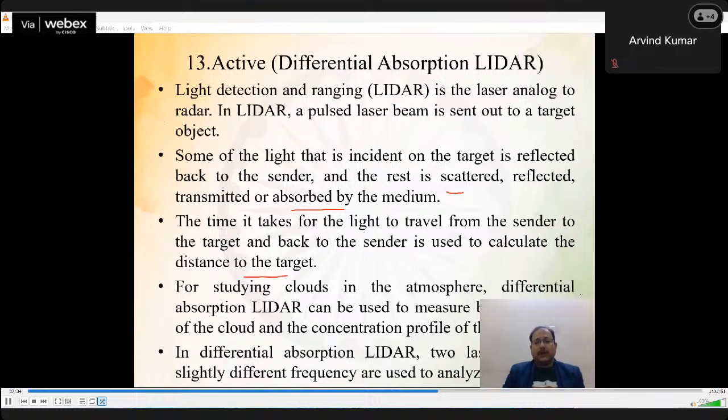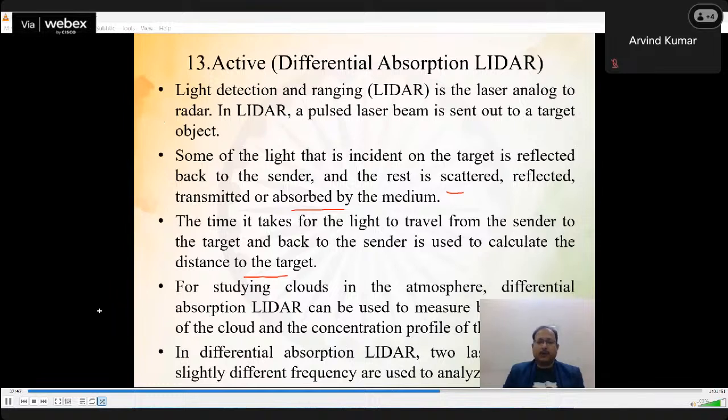For studying clouds in the atmosphere, differential absorption LiDAR can be used to measure both the range of the cloud and the concentration profile of the cloud. In differential absorption LiDAR, two laser beams of slightly different frequency are used to analyze the cloud.